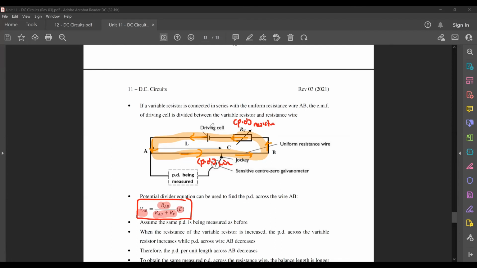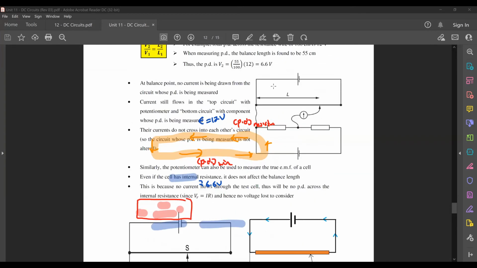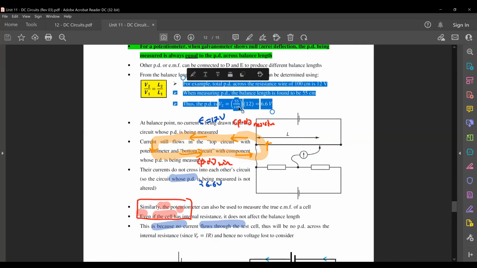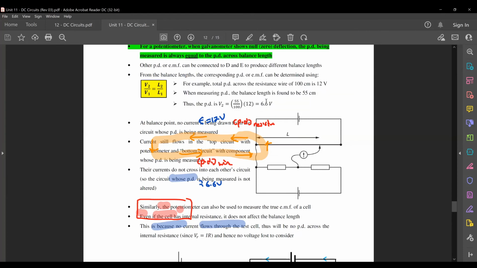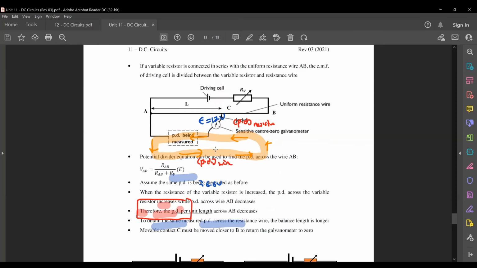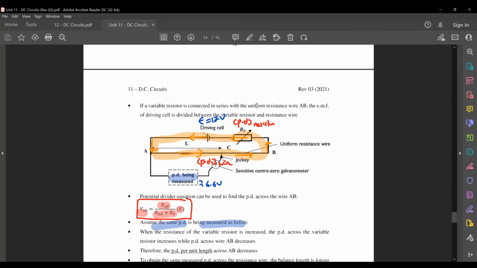Okay, and then now what we can say here is, let's assume the same PD is being measured as before. The PD being measured, I can say maybe is 6.6 volts. Just now the EMF was 12 volts. I'm following the values that you have here. Say just now the EMF that you want to measure has a value of 6.6 volts. Say for example, right now, the PD to be measured is 6.6 volts.